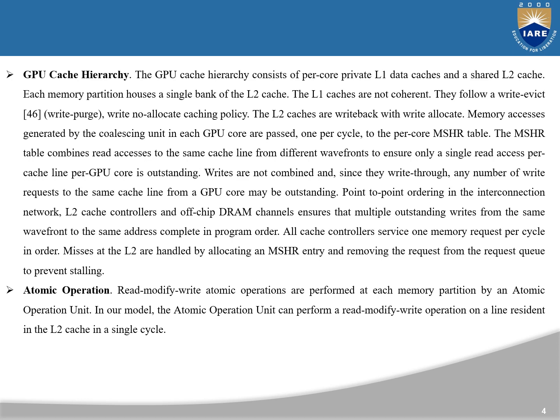Memory accesses generated by the coalescing unit in a GPU core are passed one per cycle to the per-core MSHR table. The MSHR table combines read accesses to the same cache line from different wavefronts to ensure only a single read access per cache line per GPU core is outstanding.